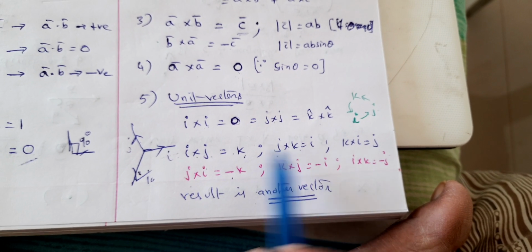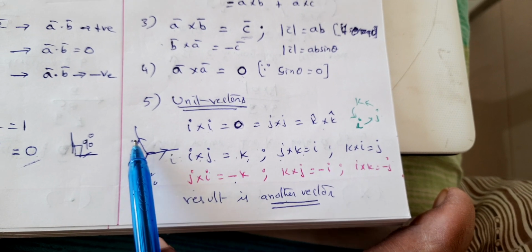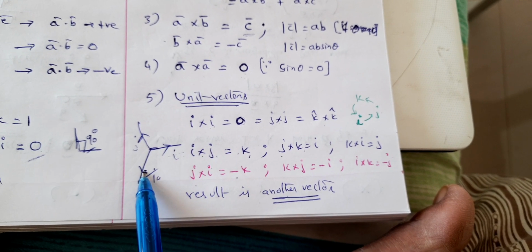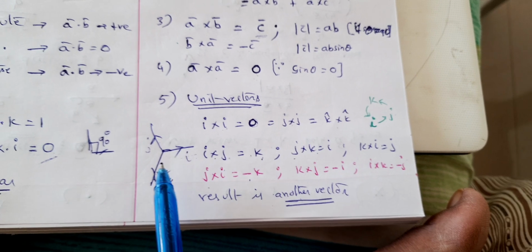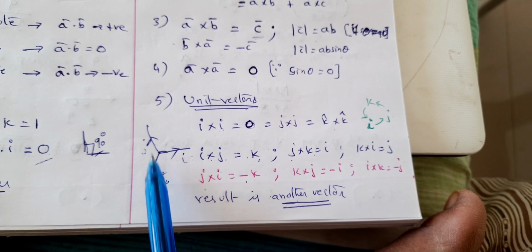Similarly, j cross k: when j and k are involved in the cross product, we should get the resultant as another vector which is perpendicular to both.